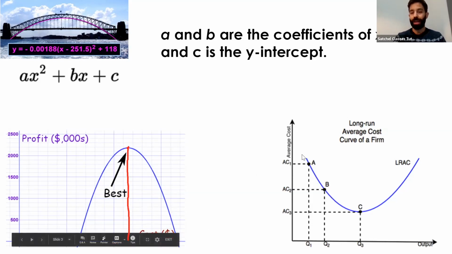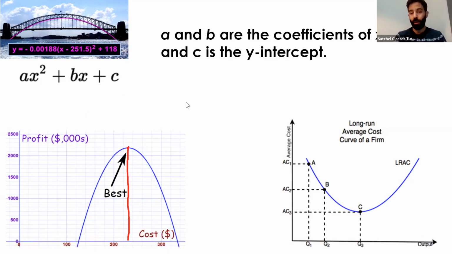Likewise, here we have a long run average cost curve of a firm. As a firm increases their output, their costs might start to fall up until this point here where we have C. Beyond this point, if they start to increase their output, their costs start to rise, and they can graph this using a quadratic equation. That's quite complex, and we're not going to cover that, but I'm just showing you where you might use quadratic curves in the real world. All right, and moving on.